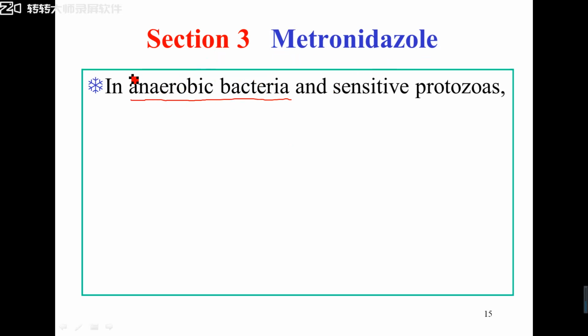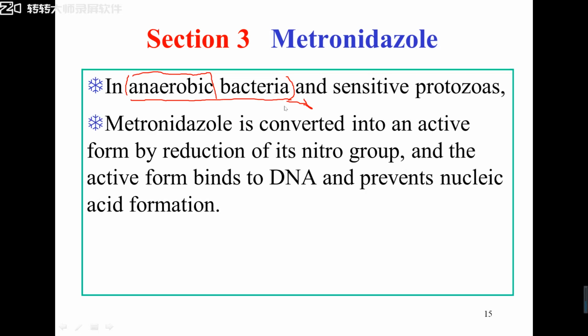And have you listened carefully? I said this anaerobic bacterial infection always induces cavity infection, pelvic cavity infection, abdominal cavity infection, oral cavity infection. Infections with anaerobic and aerobic bacteria, we can use metronidazole.